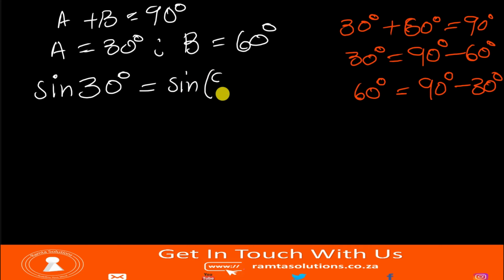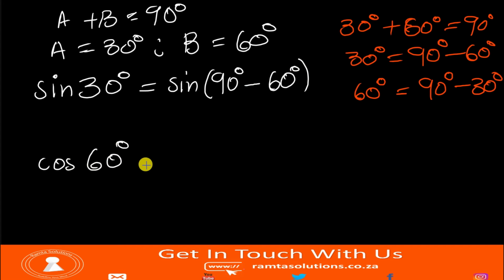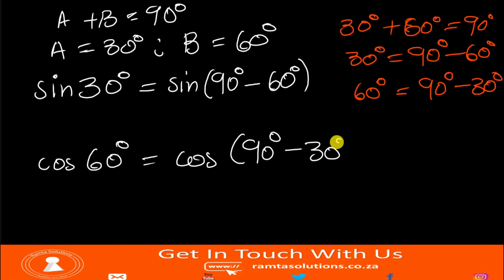It is 90 degrees minus 60, isn't it? I want you to hold it for now. It's 90 degrees minus 60. Leave a space a bit, or 2 lines, cos 60 degrees is equal to cos, what is 60? 60 is 90 degrees minus 30 degrees.